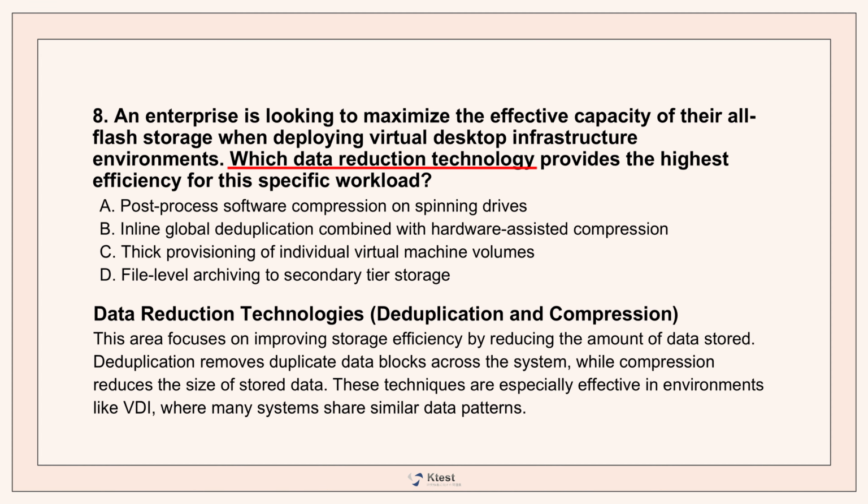Which feature is most critical to maximize effective capacity? Option A, post-process deduplication on spinning drives. Option B, inline global deduplication combined with hardware-assisted compression. Option C, thick provisioning of all virtual volumes. Option D, file-level archiving to a lower tier.